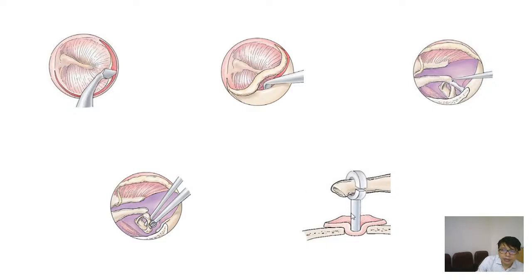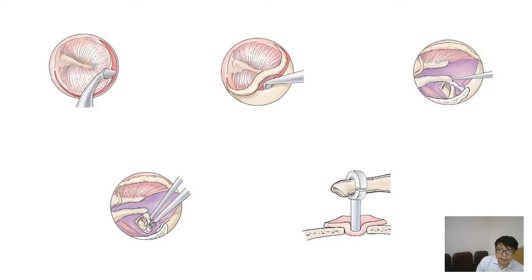To bridge that, we can use a piston, which connects the long process of the incus to the stapes footplate. If we remove the whole of the stapes footplate, then this is the oval window. We can graft the oval window, and the piston can be placed over the graft. So this is known as stapedectomy. And if we make a hole in the stapes footplate and then connect the piston from the long process of the incus to the hole we have created, that is called stapedotomy.